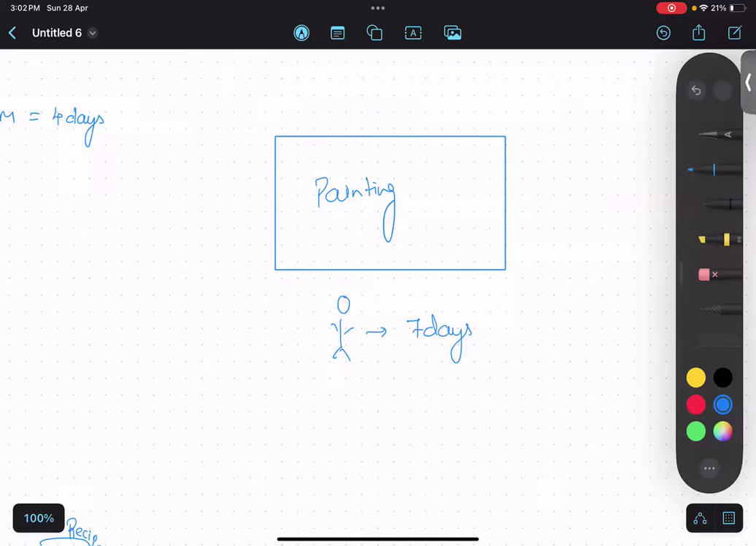As I was saying, you can do the work in 7 days. Then you called one of your friends to do the work with you. He said that he can do the work in 5 days. So first of all, tell me who is more efficient, A or B? B.